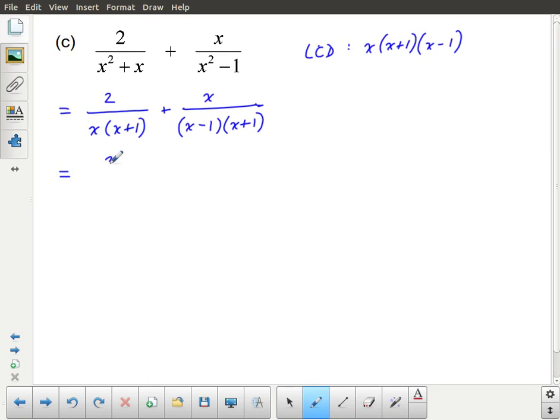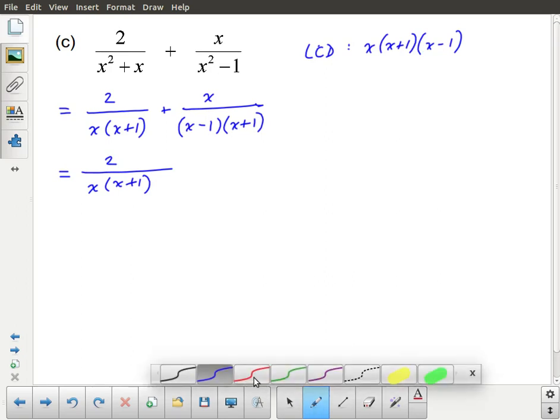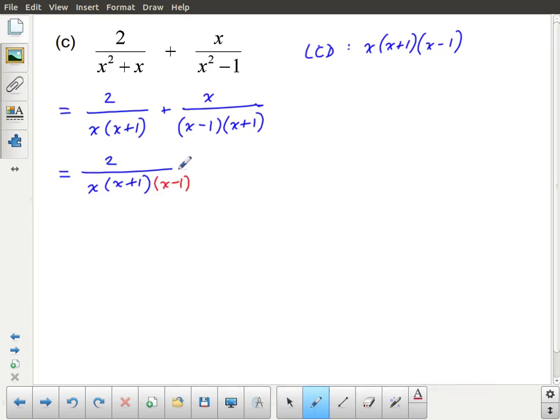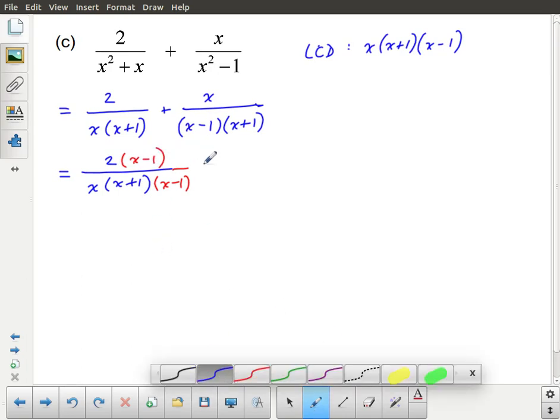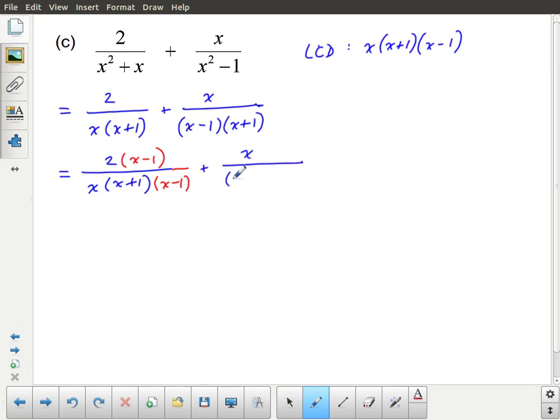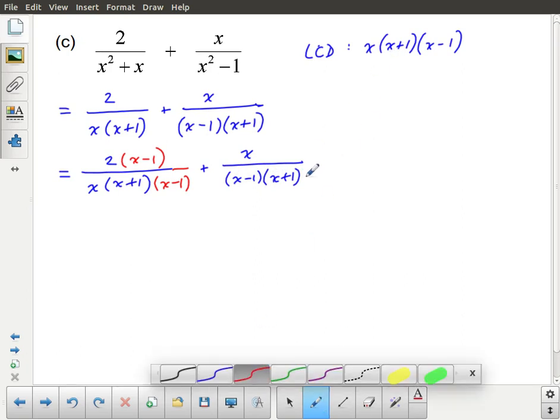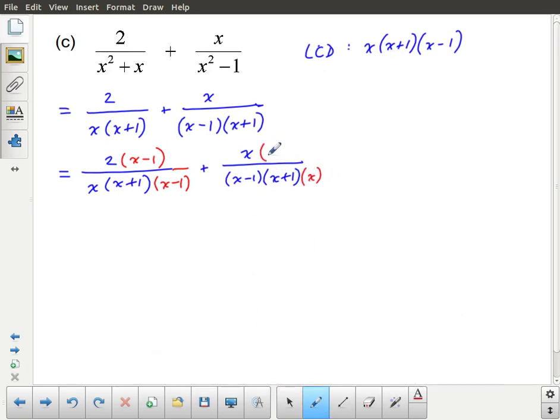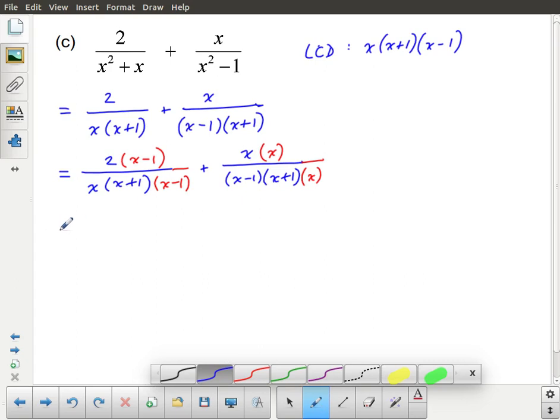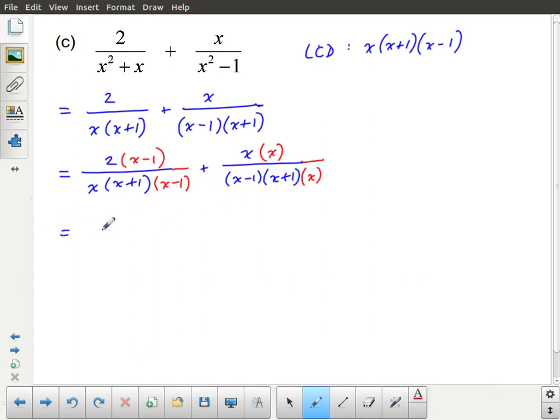So what do I need to do to this first term to turn it into this denominator? I'm going to need to multiply by x minus 1, both numerator and denominator. For this second term, I'm going to have to multiply by, looks like the thing that's missing is an x. So multiply both numerator and denominator by x. I'm going to leave the denominator as x times x minus 1 times x plus 1.